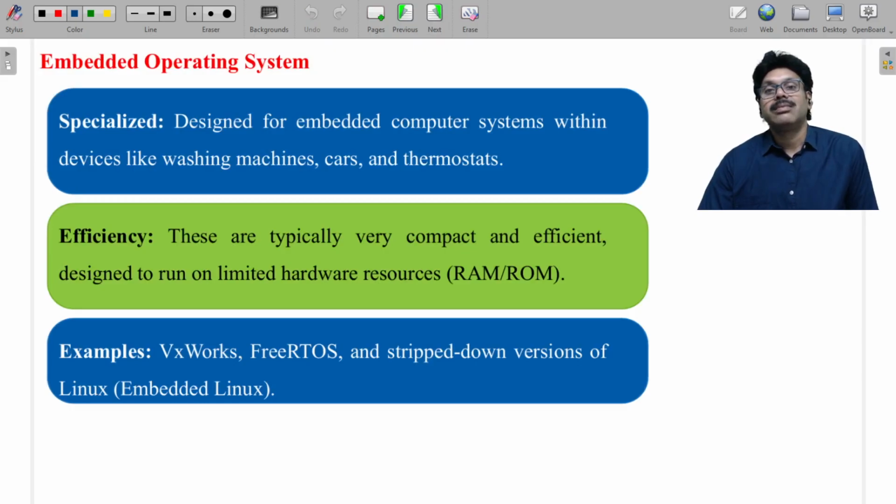Embedded operating system. What is embedded? A program is embedded into a hardware chip. You may call it a microcontroller. An air conditioner has an embedded operating system. A washing machine has a program embedded OS. Sensors have embedded OS. ATM machines are completely embedded OS. They are designed as embedded computer systems with devices like washing machines, cards, thermostats, etc. They are typically very compact and efficient, designed to run with limited hardware resources. You can't take it for granted for any kind of application to run.